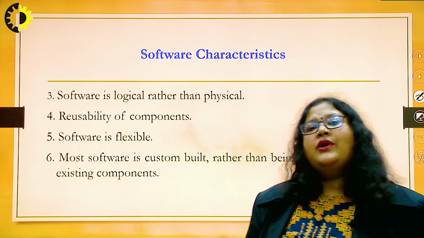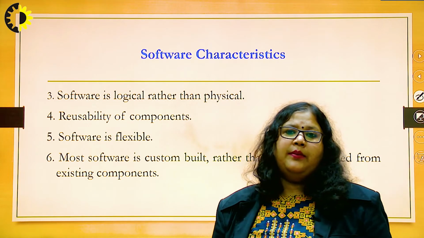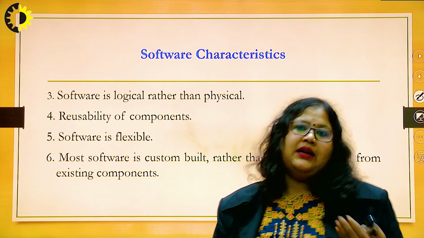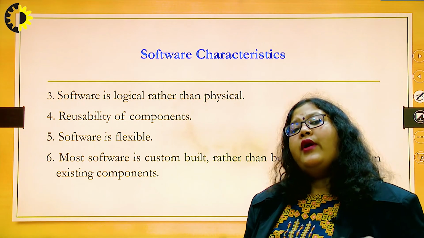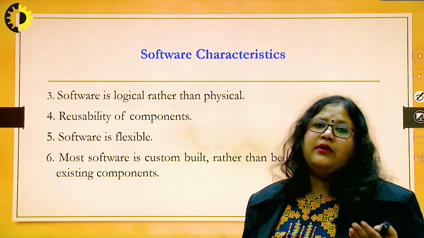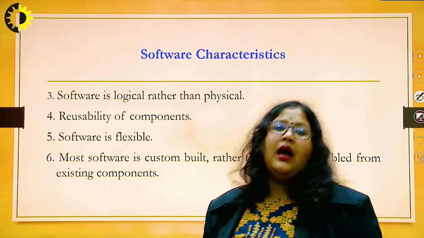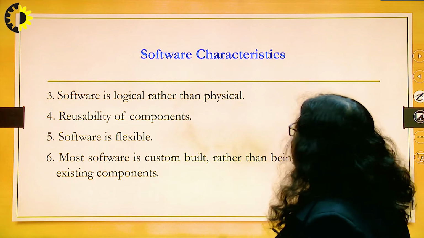Now the last point is that most software is custom built and is being assembled from existing components, because we don't require a number of components to develop any software, but we require a number of components when we have to develop the hardware part. So these are the characteristics of the software.